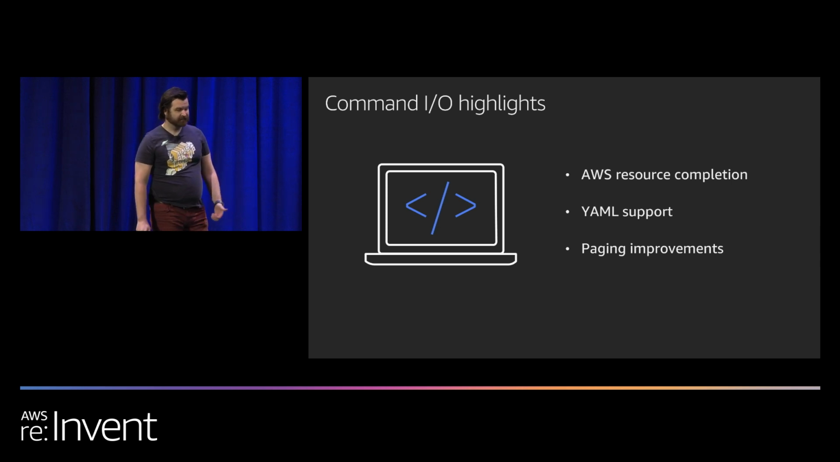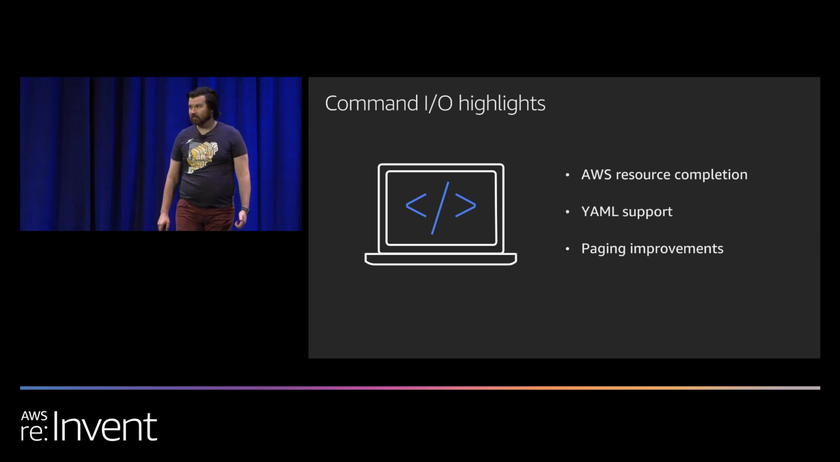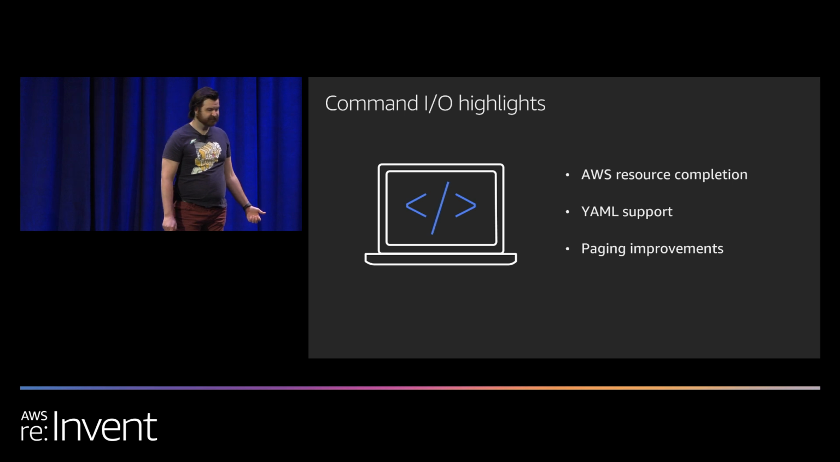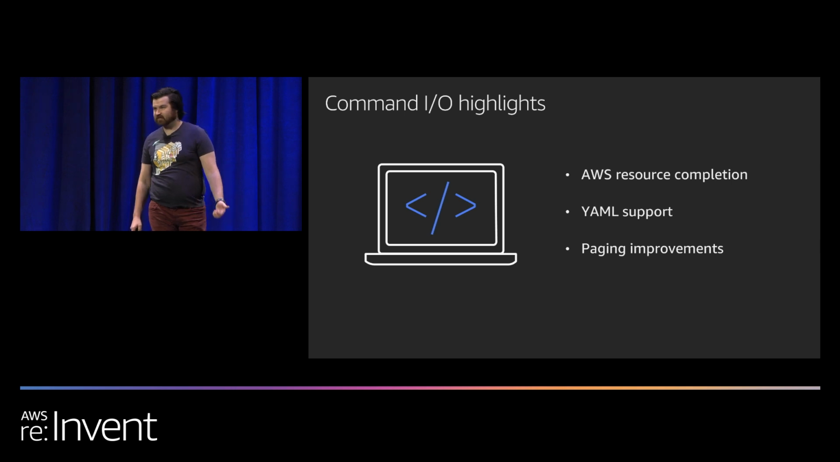And also, we've made some paging improvements related to adding a new output format that will stream responses to standard out as they come into the CLI v2. And also, we've added behavior where if the CLI command output is larger than your terminal screen, we'll redirect it to a pager such as less to make it a little bit easier to read and follow.